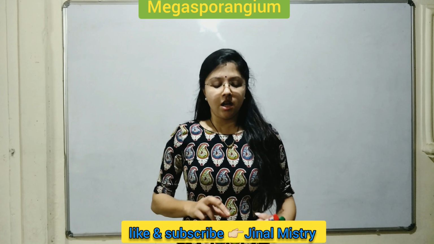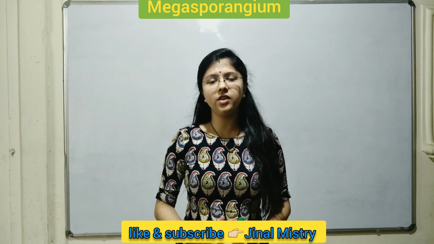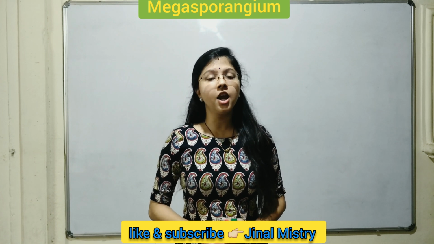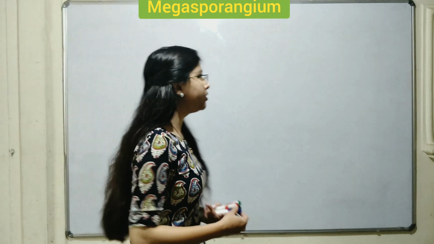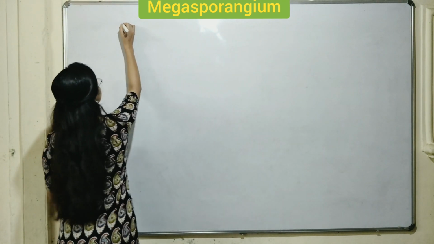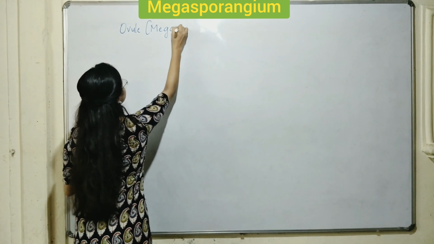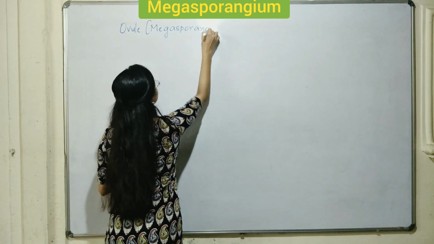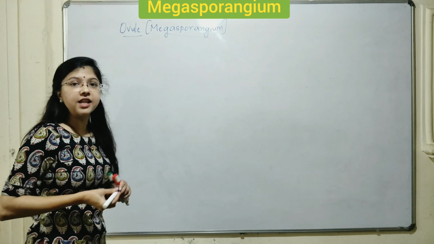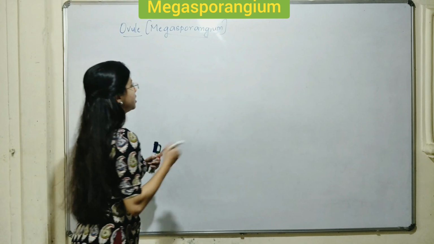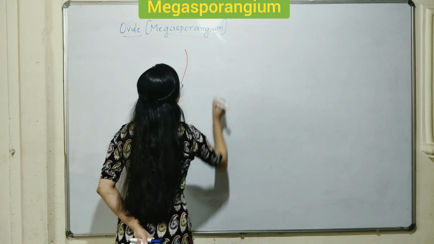Hello friends. So far we have discussed the structure of the carpel and the number of carpels, or the types of carpel depending upon the number present, right? So now we will be studying the most important part, that is the ovule, which can also be called the megasporangium. So we'll be seeing the structure of the ovule, inside which the female gamete is going to develop.